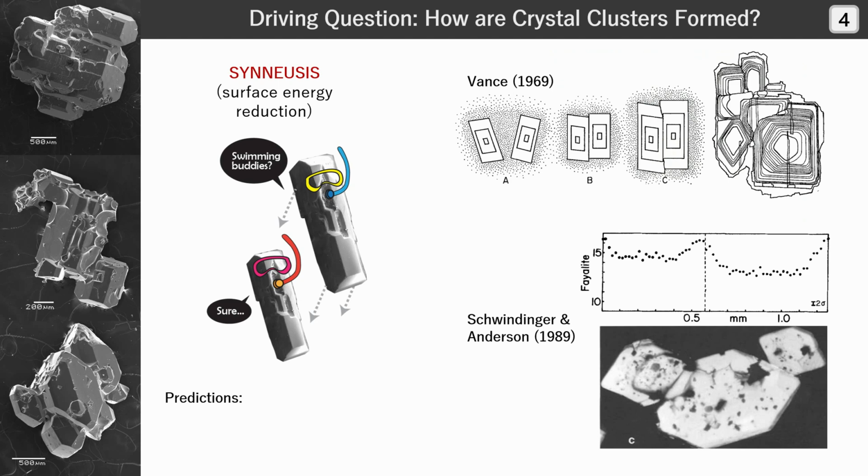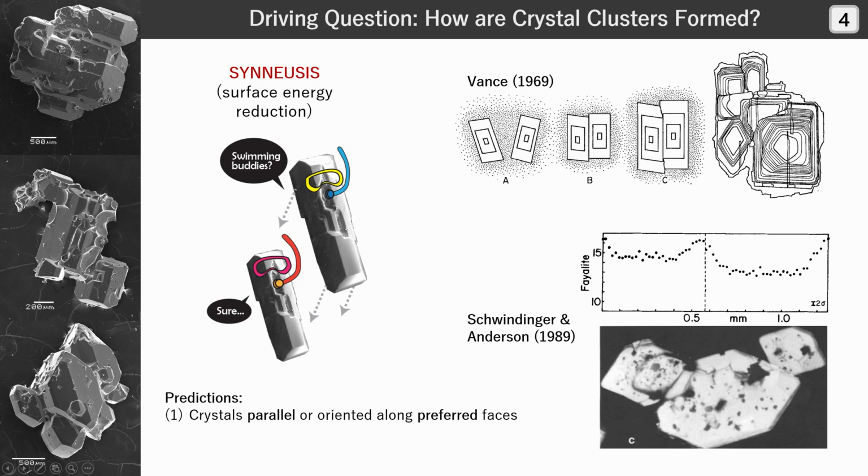Synneusis is a second mechanism that was proposed by Vance in 1969, where crystals aggregate when they are still swimming together in melt-rich magma after making initial contact. The predictions made by this model are that, for one, crystal faces would tend to align against each other after initial contact in order to minimize surface energy.